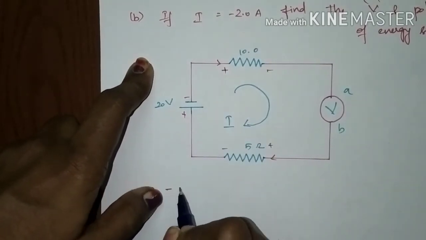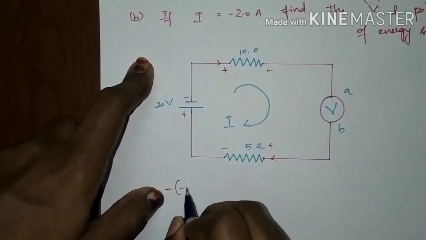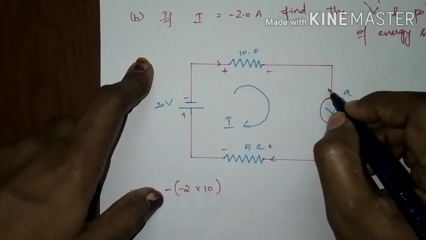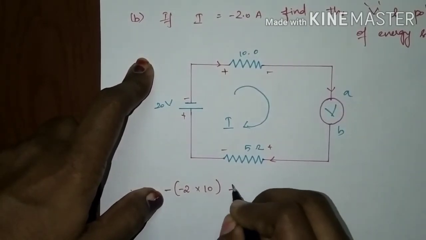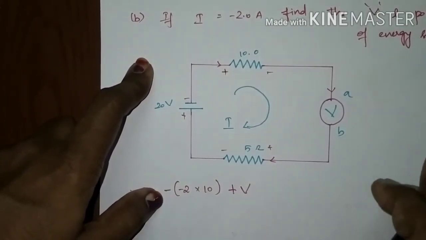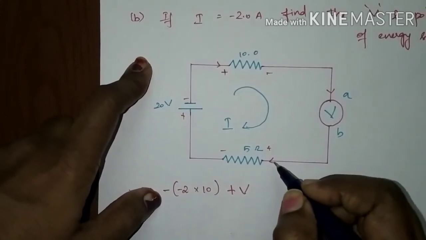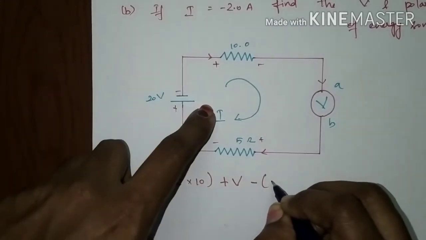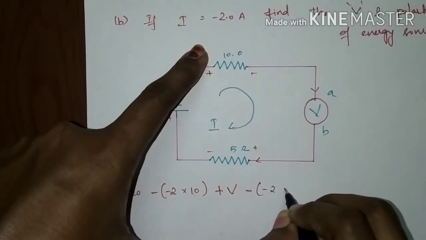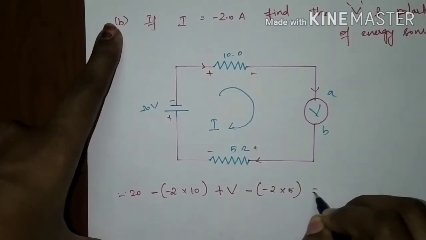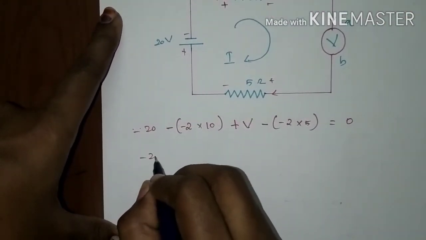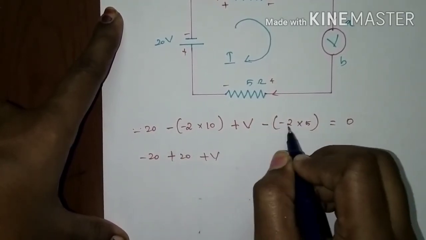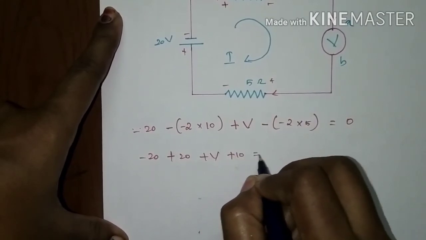We have to represent a minus, and the value of current is minus 2. So minus 2 into the value of resistance is 10. Right? And here the current is flowing here. Assume it as a positive value. If they are not given any polarities, assume it as a positive. And here is also there is a potential fall. Potential fall must be represented negative. So the current flowing here is minus 2 amp. Minus 2 into 5, which is equal to 0. So 20 minus of minus will get us plus 20 plus V minus of minus will get us plus 10 volt. It's equal to 0.